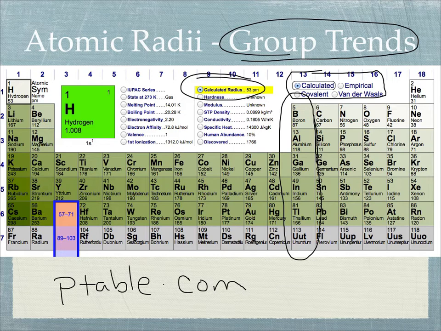And I want you, on your outline, on your slides, to write a rule that you see that happens as you go down the chart in general. So write a rule.